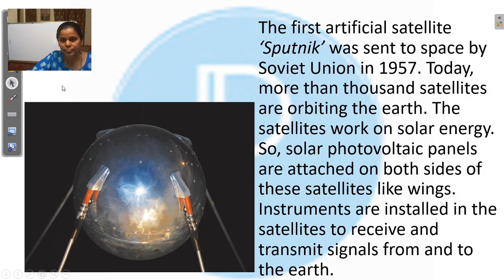Clear? Then some important information on Sputnik. What is Sputnik, student? The first artificial satellite, Sputnik, was sent to space by the Soviet Union in 1957. Today, more than 1,000 satellites are orbiting the Earth. The satellites work on solar energy, so solar photovoltaic panels are attached on both sides of these satellites, like wings. Instruments are installed in the satellite to receive as well as transmit signals. These artificial satellites receive the signal from the Earth and also transmit to the Earth. Clear?